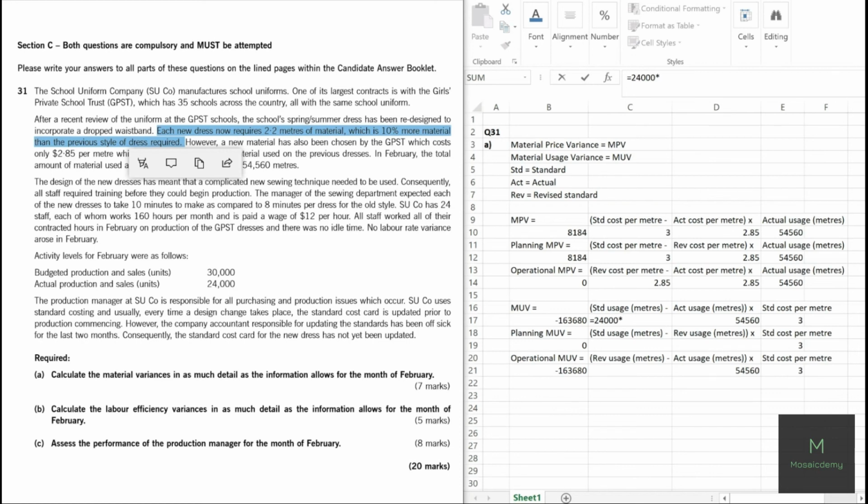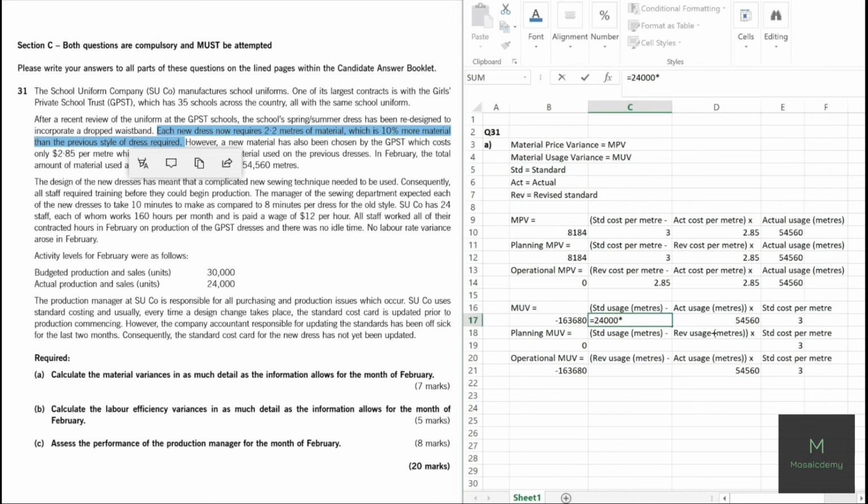The old design of the dress only required 10% less than this. Again, what's the base 100%? Is it the 2.2 or is it the old design? It is the old design. Why? Because it says which is 10% more material than the previous style of dress required. So the previous style of dress is 100% and this is 10% more, so approximately 110%.